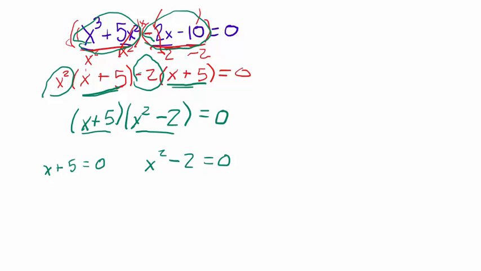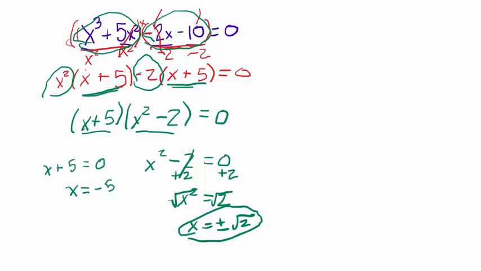And then we solve. Here we would end up with x equals negative 5. Here we would add 2 to both sides and get x squared equals 2. And then we would take the square root. Don't forget, when you take the square root of both sides, you have to put plus and minus. So plus or minus root 2. And there you have it. So this is my answer, or one of them, and my other answer is negative 5.